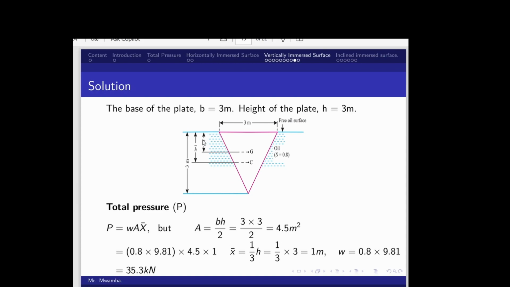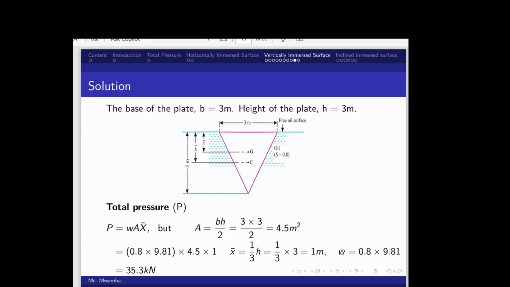Then the x bar for a triangle, we go back to the table to find it. The table has got x as well. You can go to the table to get our x bar as well. So you're going to have 1 over 3 times the height, we're going to have 1 meter.